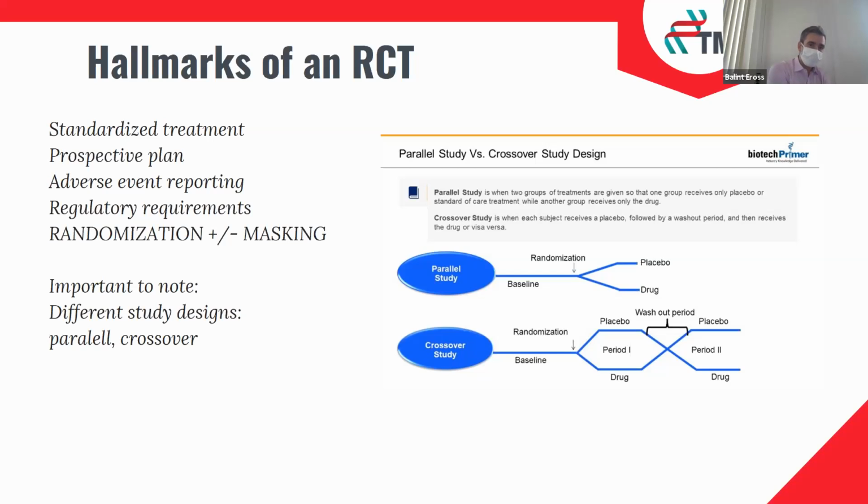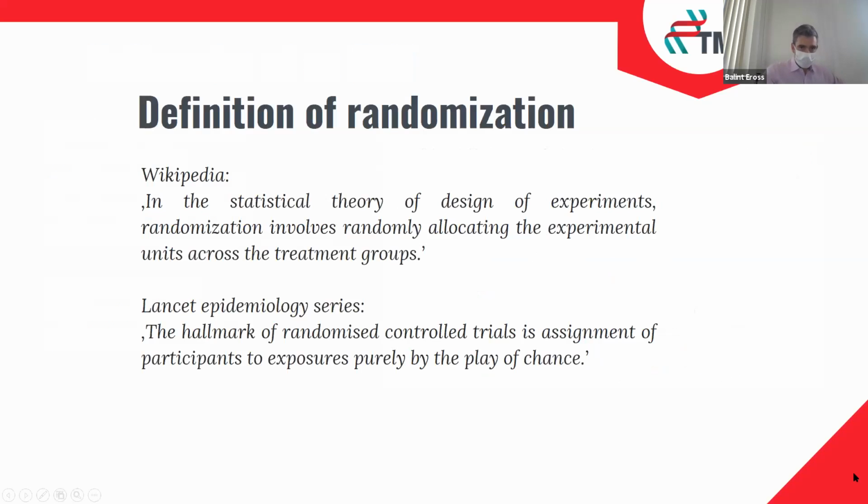And the two most important hallmarks and features of an RCT, which I'd like to discuss today, are the randomization and the masking. Why do we need to randomize? How do we randomize? Why do we need to do masking, and how can we mask participants in a study? It is important to note that an RCT can have many shapes and forms. They can be parallel studies, they can be crossover studies, there are factorial, cluster studies, and even adaptive randomized controlled trials. But today we are talking about randomization and masking.